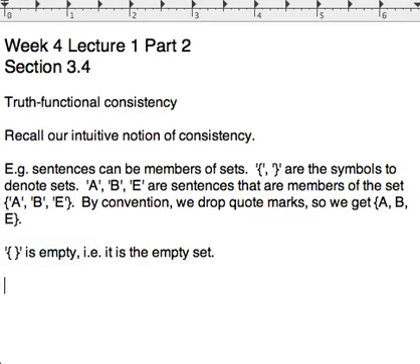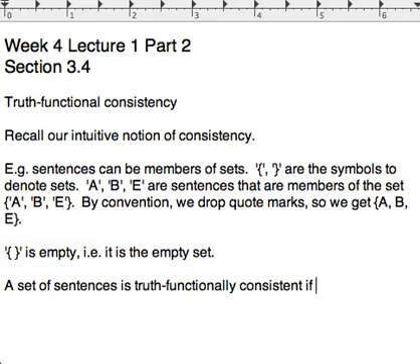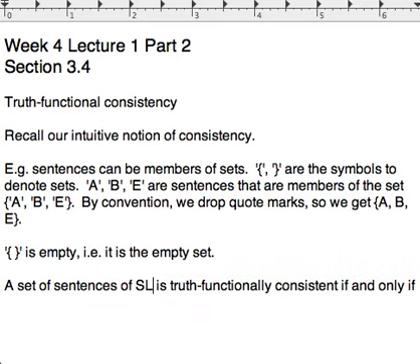use that now to define truth functional consistency. So we say that a set of sentences is truth functionally consistent if and only if. And for what it's worth, whenever I say a set of sentences, I mean a set of sentences of SL. So maybe if I was being a little bit more careful, I would say a set of sentences of SL is truth functionally consistent. Sometimes we'll just say a set of sentences, where that just abbreviates of SL.